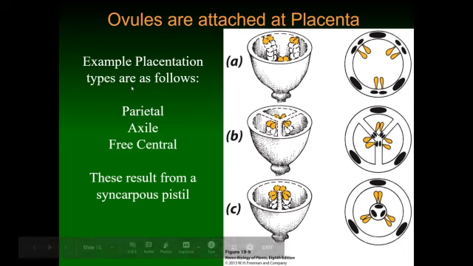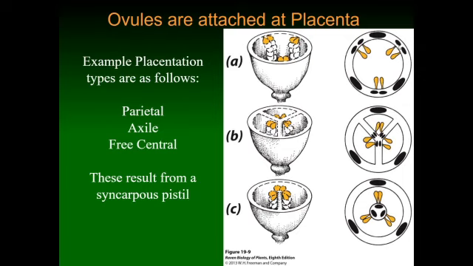So where are the ovules actually attached? This is what we call placentation. This is another one of these terms that you use to identify plants. There are 3 major types. There are kind of subtypes of these, but we're going to keep it relatively simple.